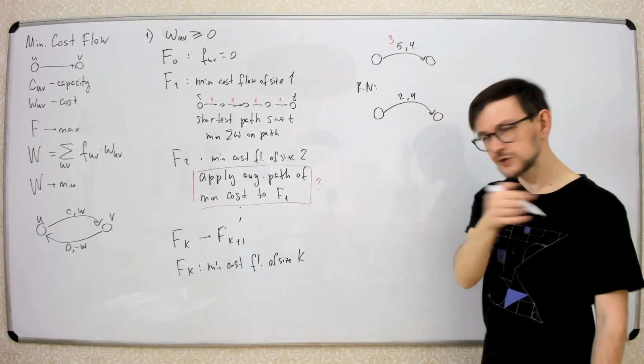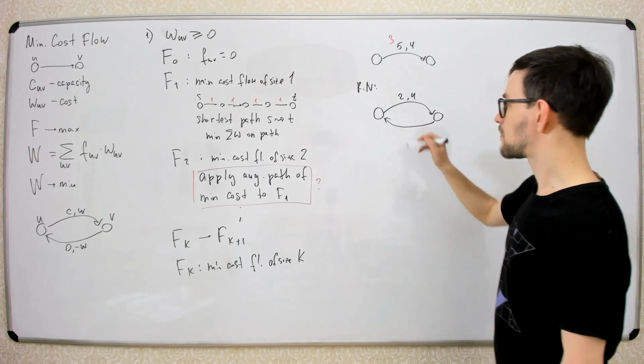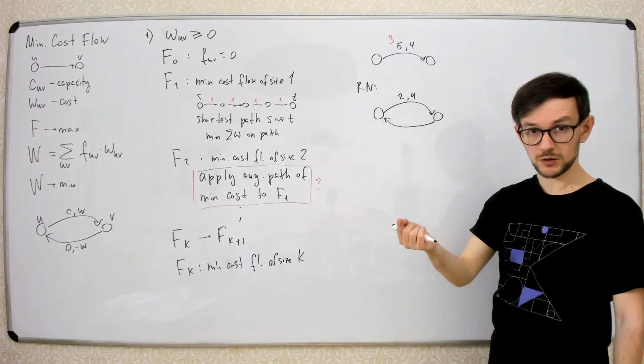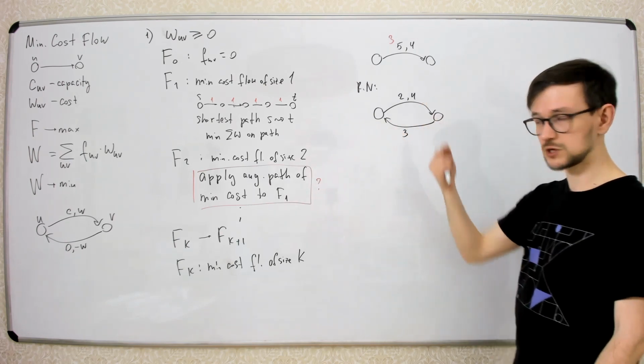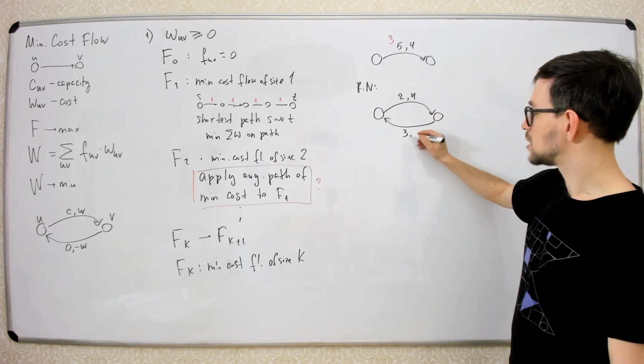And you will have the reversed edge. The capacity of the reversed edge will be 3. So you can decrease the flow by 3 through this edge. And the cost of this edge will be minus 4.